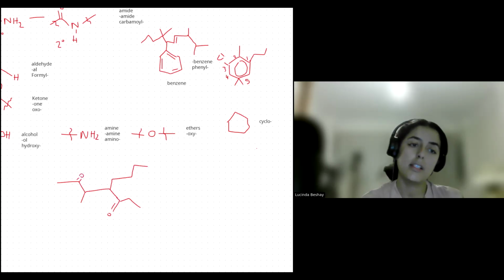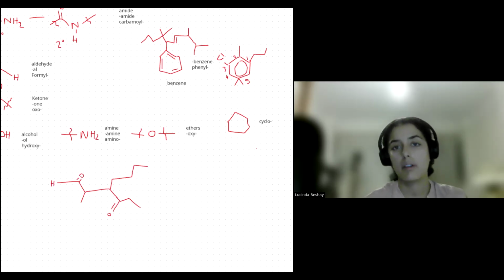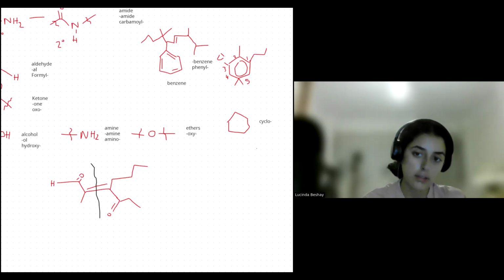Alrighty, almost done, guys. So, cis and trans, it only applies to double bonds. So it does not apply to anything but double bonds. Now, the way that we identify cis and trans is we take each side of the double bond. So I'm going to split the double bond into two halves. I take the right side by itself. I analyze the left side by itself.